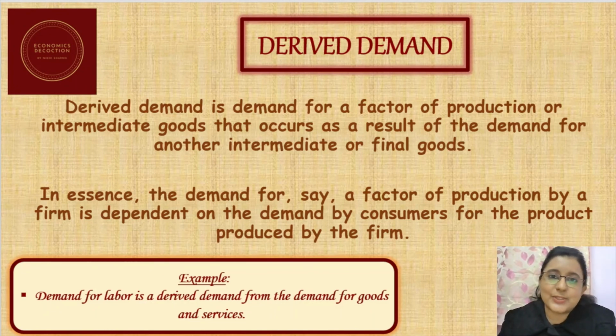for woolen sweaters. So, as you can see, it is mentioned here in the example that demand for labor is a derived demand from the demand for goods and services. So, same is the case for wool as it is a raw material, or for any other raw material that is used in manufacturing any final good or service. So, I hope that the concept of derived demand is now clear to you.